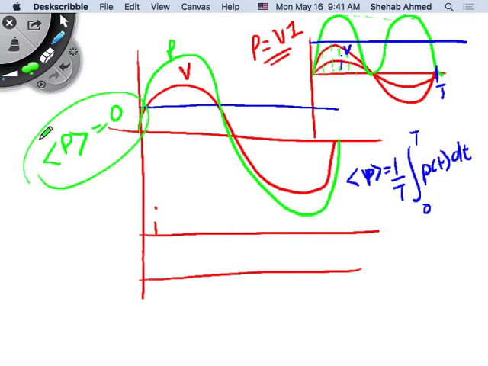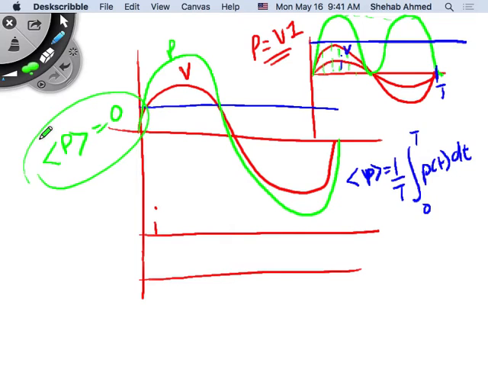So anytime a voltage waveform and a current waveform are not at the same frequency, they do not produce power. There's no average power. There will be instantaneous power, but there won't be average power. So it will be useless.